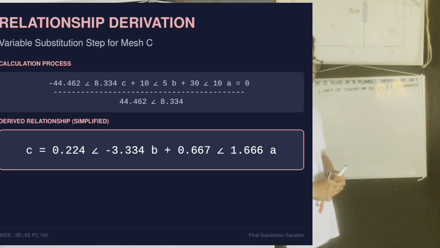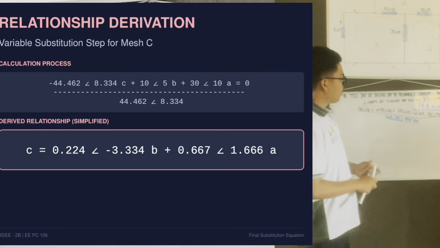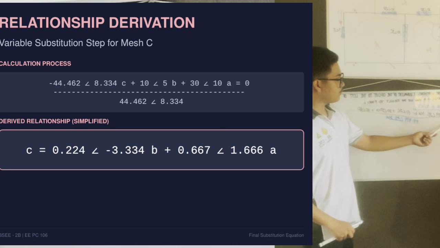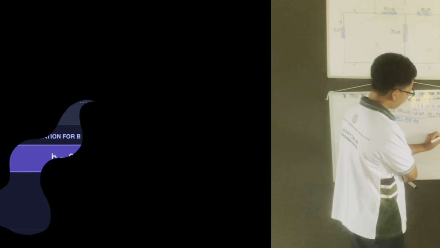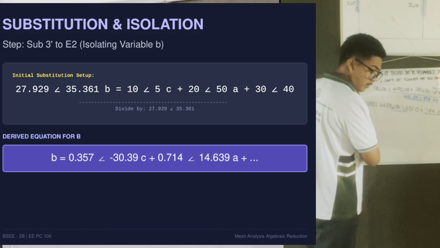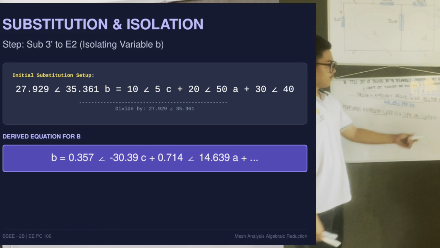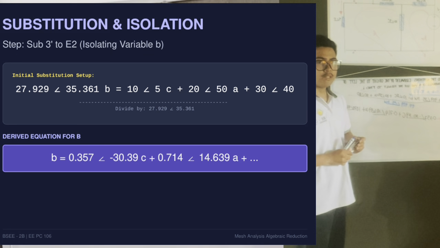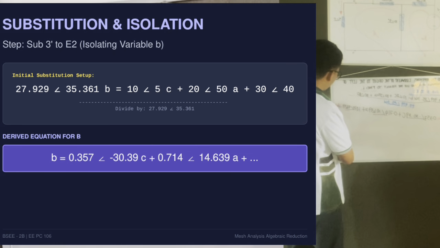We will substitute 3 prime into equation 2. Inputting this in our calculator, we will get the value of B. After we get the value, this will be our equation 2 prime.